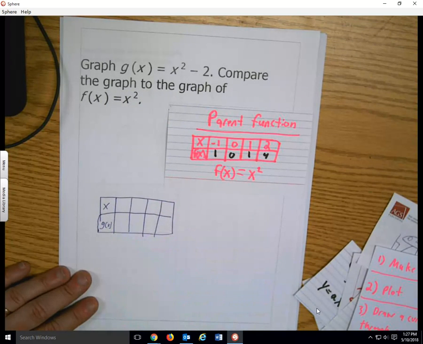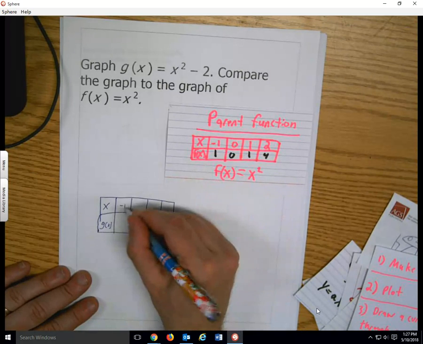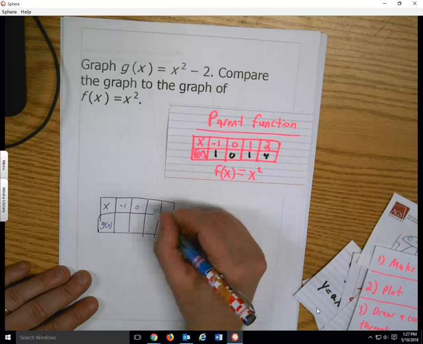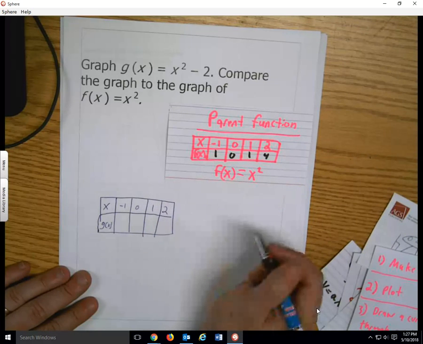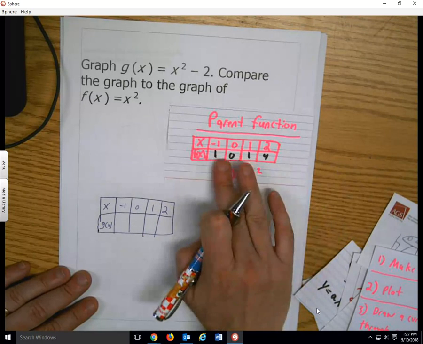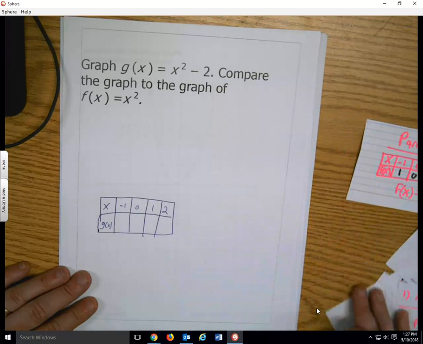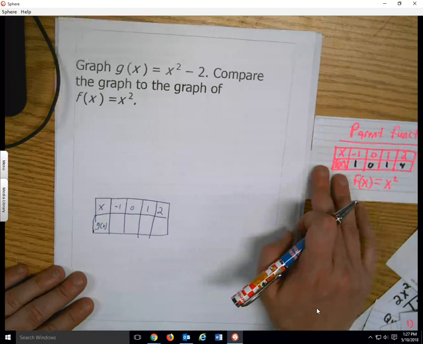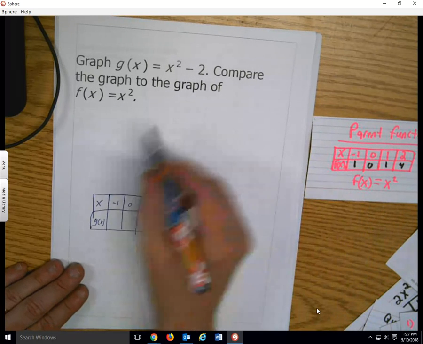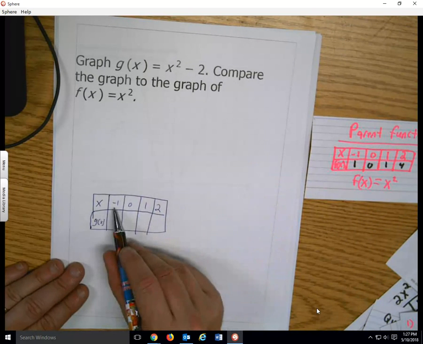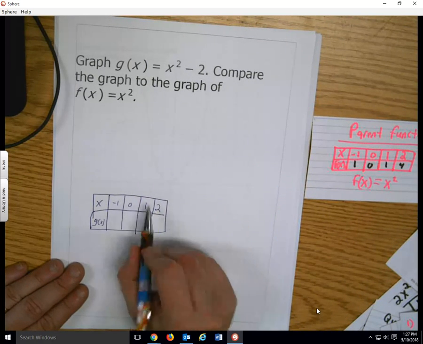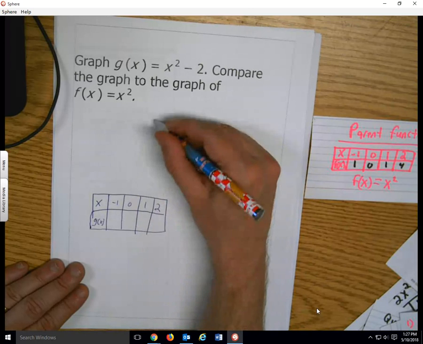Okay, so we can try lots of numbers. Why don't we just choose the same numbers we chose for our parent function? So I'm going to scoot the parent function over right here. I think it's still in sight, but we don't really use it. And let's figure out this one. So if we were to substitute in these numbers for the x value, what would we have? Let's start with the first one.